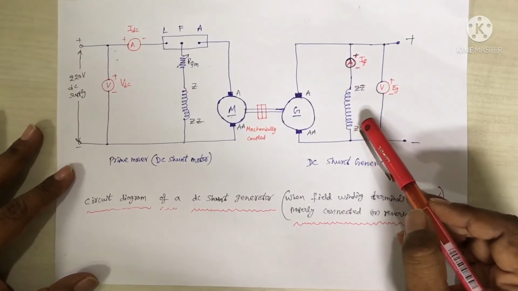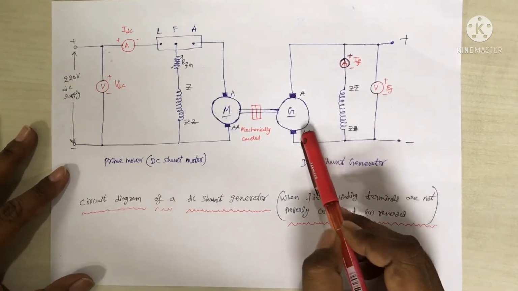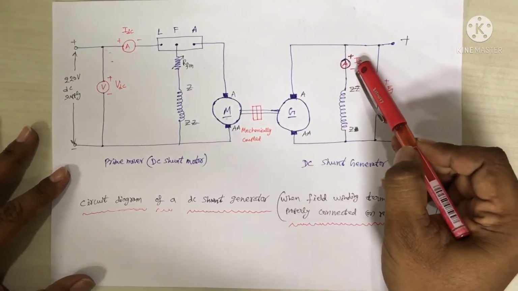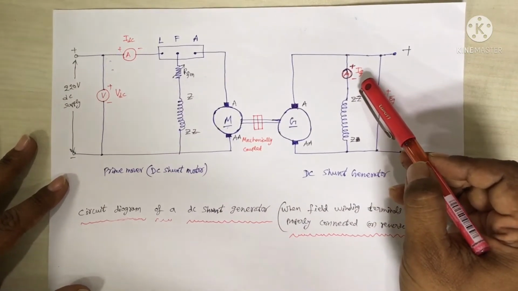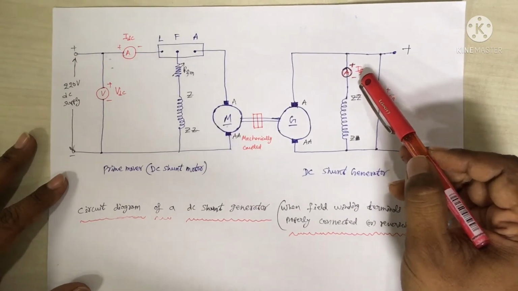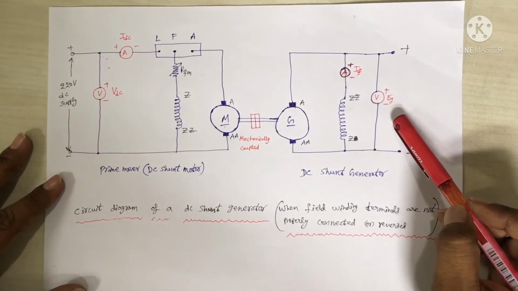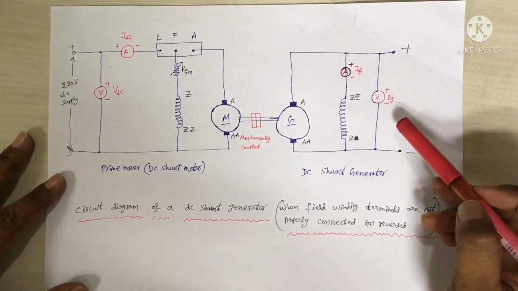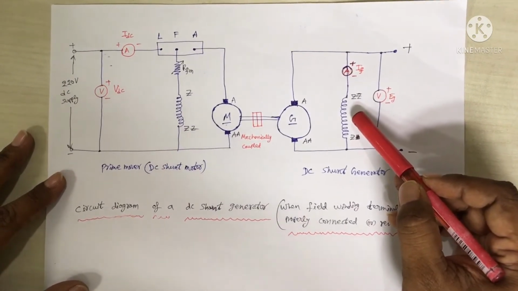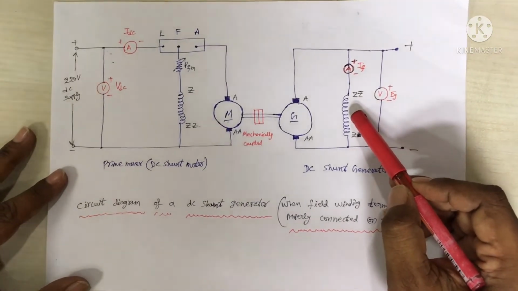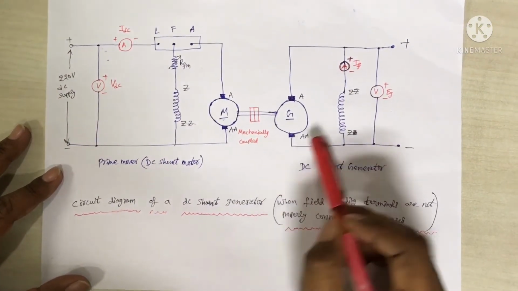As of now, we have seen the voltage buildup takes place when field winding terminals are properly connected. That is, ZZ is connected to the AA terminal and Z is connected to the field winding ammeter negative terminal. Now we are going to see the voltage buildup across the armature winding of DC shunt generator when field winding terminals are not properly connected. That is, Z is connected to the AA and ZZ is connected to the field winding ammeter negative terminal.